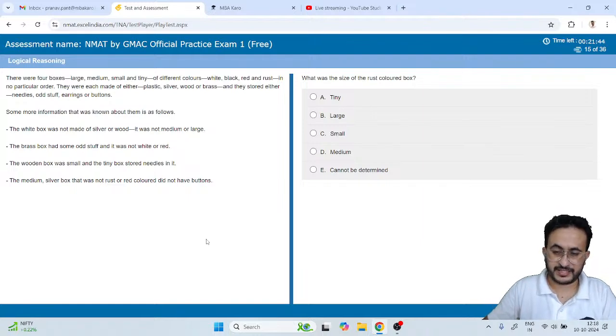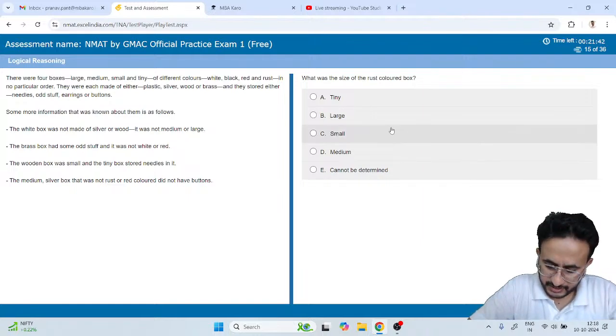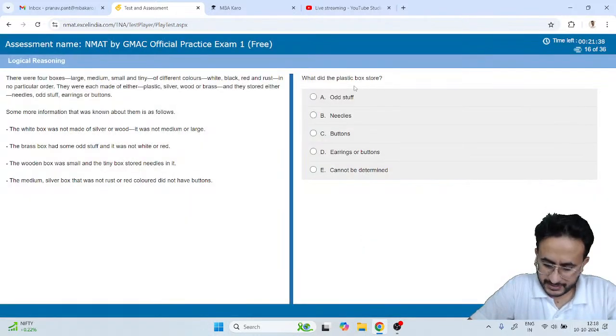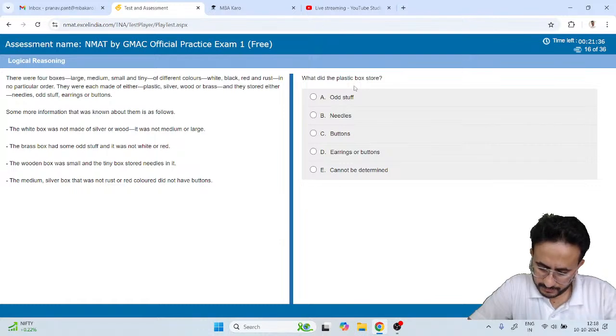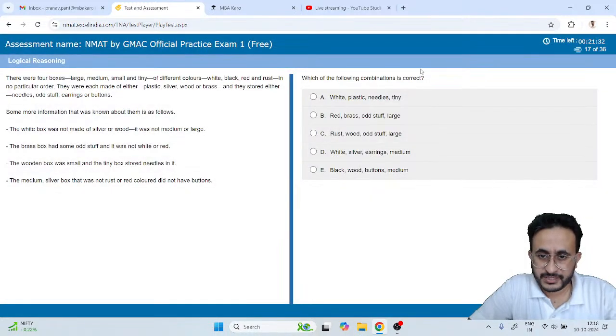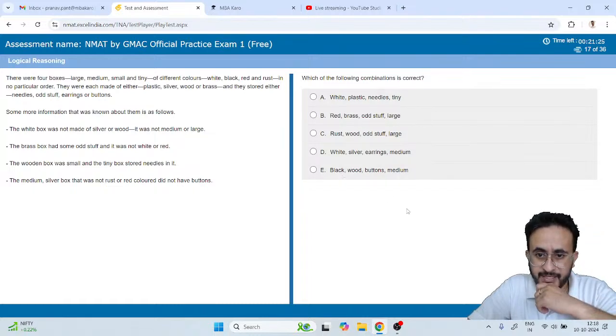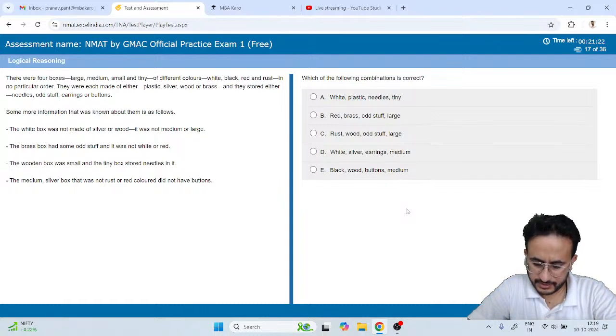Okay, so size wise, I started. Size of the rust colored box. So rust colored is large in size. Plastic box stores buttons. Combinations is correct: tiny, needles, red and wood. No. Large is rust since I have large rust. Large is rust. Not correct. Large wood. Medium. Medium is black, wood, and buttons.